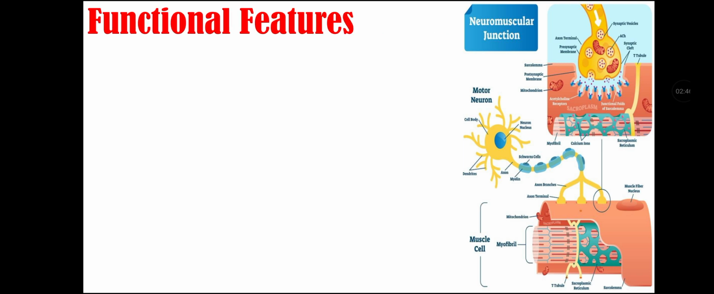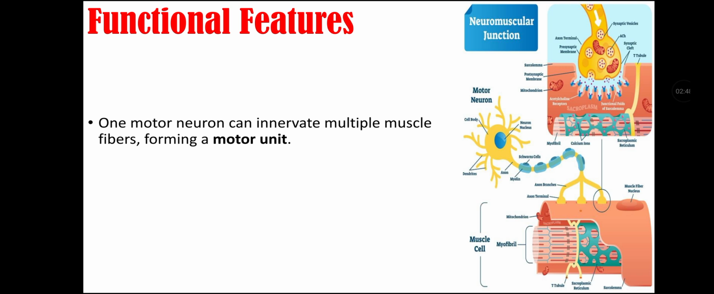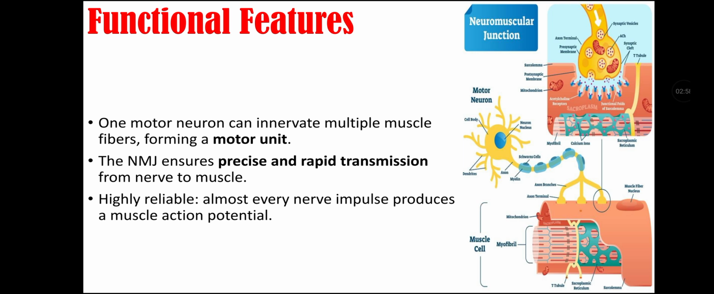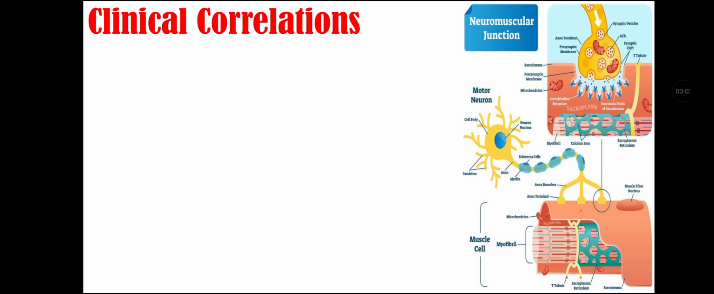Functional features of neuromuscular junction. One motor neuron can innervate multiple muscle fibers, forming a motor unit. The neuromuscular junction ensures precise and rapid transmission from nerve to muscle. This is highly reliable, and almost every nerve impulse produces a muscle action potential.